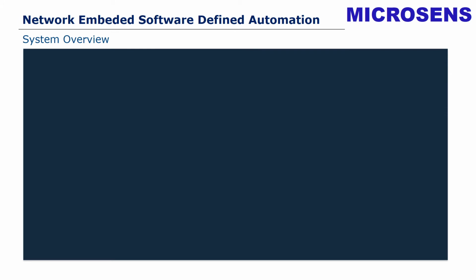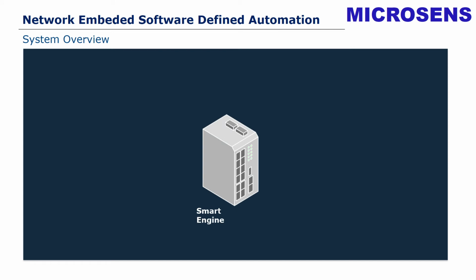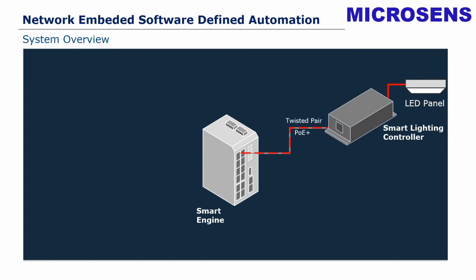So let's have a look at how the system consists and how it looks. We will start again with our PLM, in this example our smart engine. On this smart engine we have connected an LED panel over a smart lighting controller, and the smart lighting controller is connected via a PoE connection over a patch cable directly to the switch. So we run the lighting over PoE in this case, and the power supply and the functionality, meaning data, are provided over the switch.